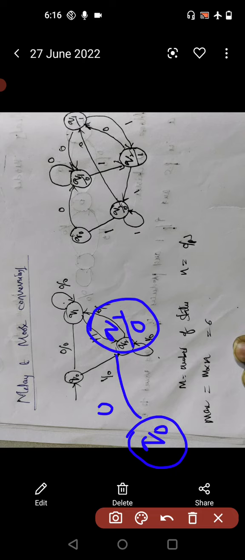We have to mention it like this: if you apply input 0 to the Q0 state, it goes from Q0 to Q1 state with an output of 0. So that is the representation here, right?